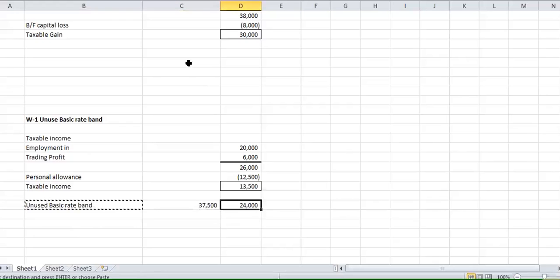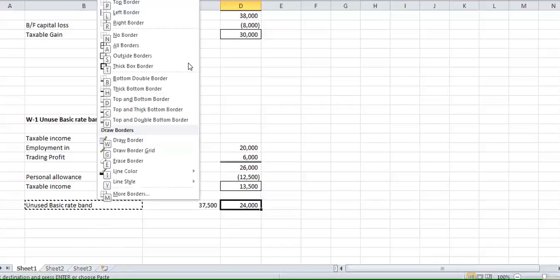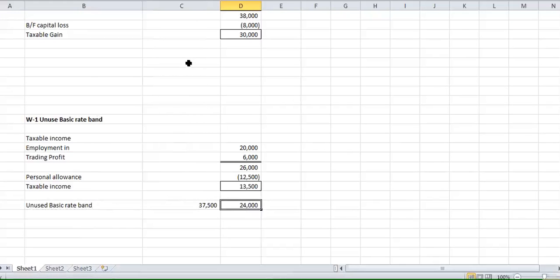So the unused basic rate band from the income tax is £24,000. Students, if anybody has any confusion, you can ask. How 24,000? 37,500 minus 13,500. So from the income tax, the basic rate band is unused by £24,000.